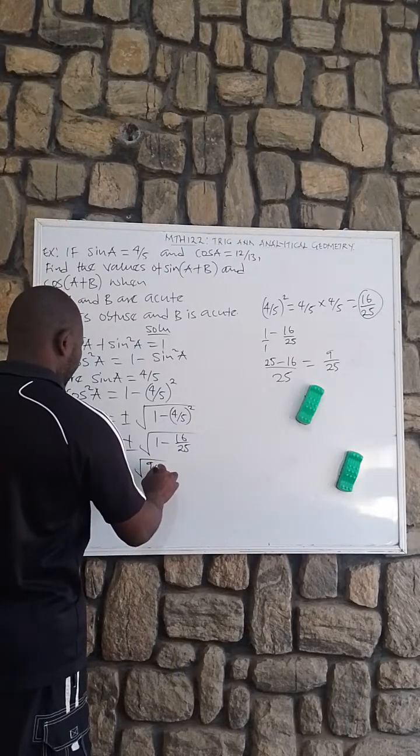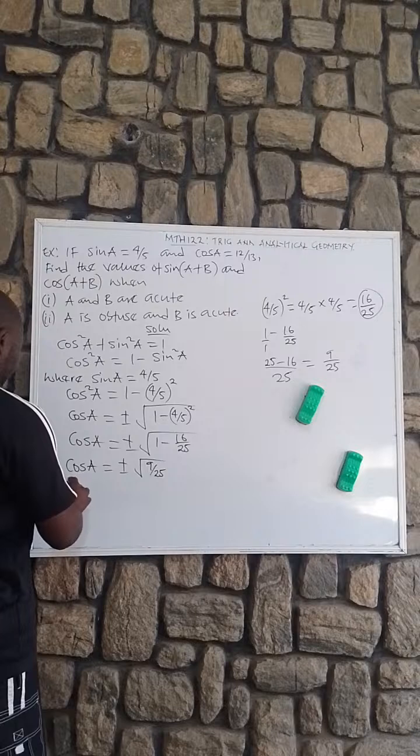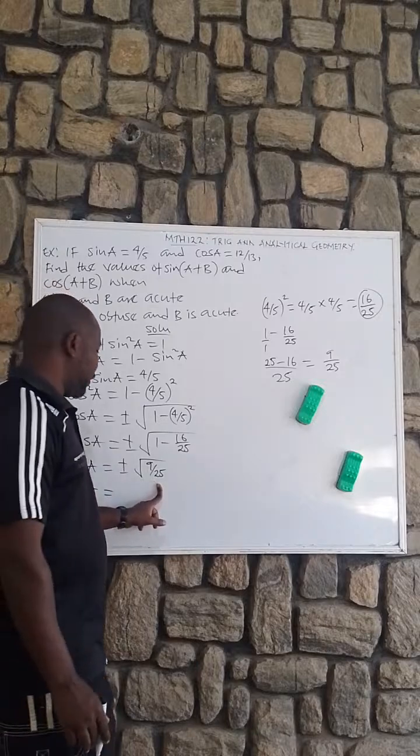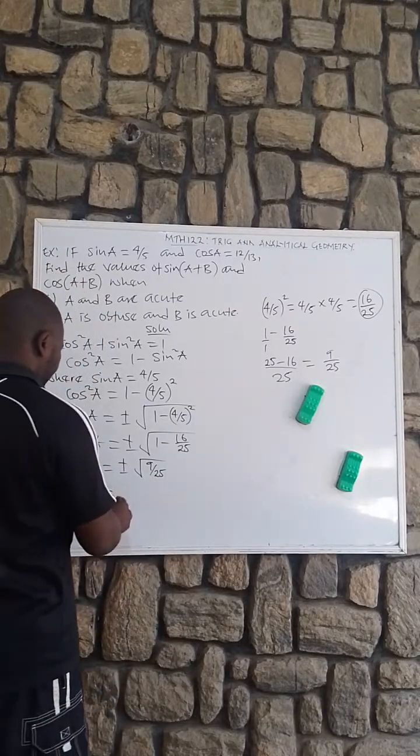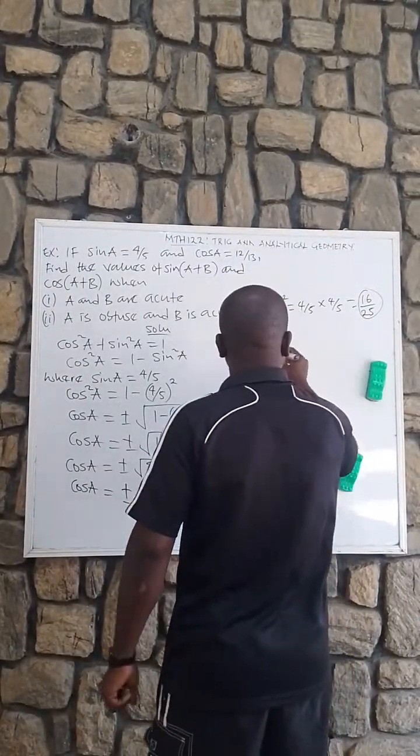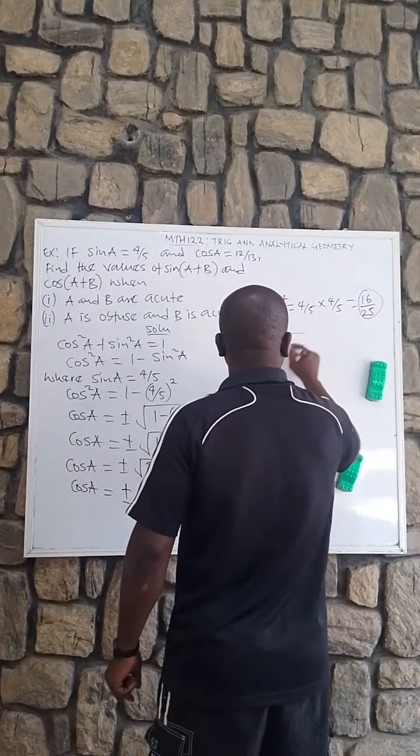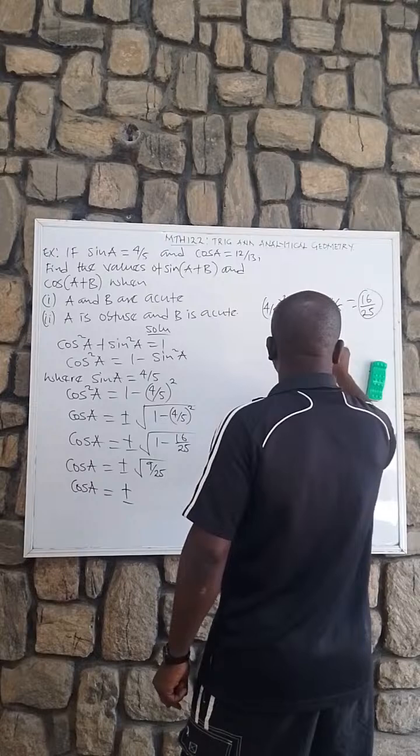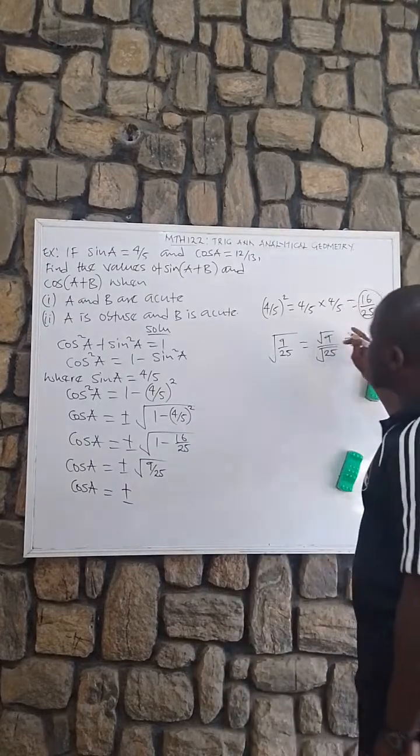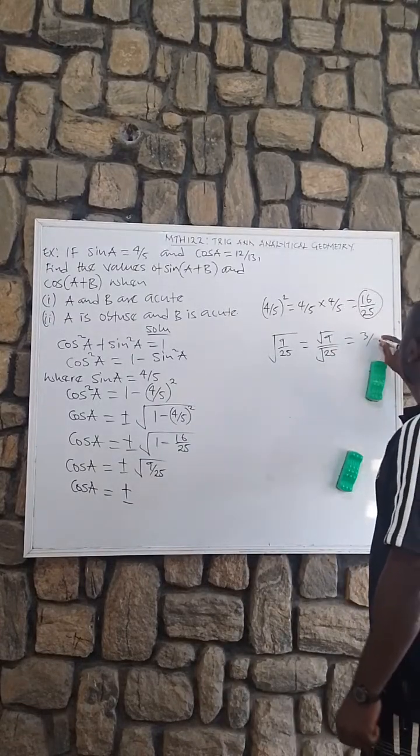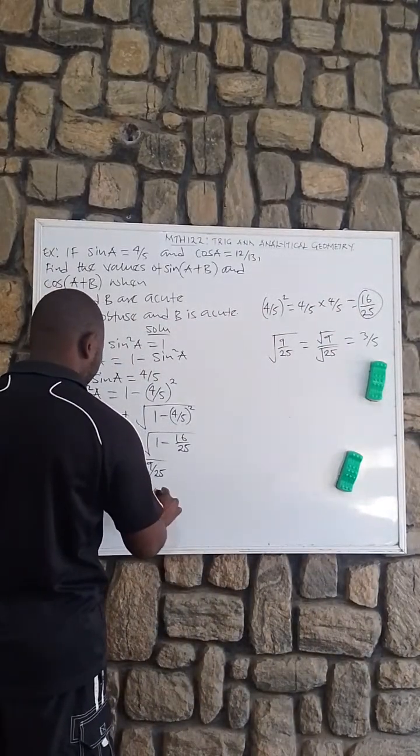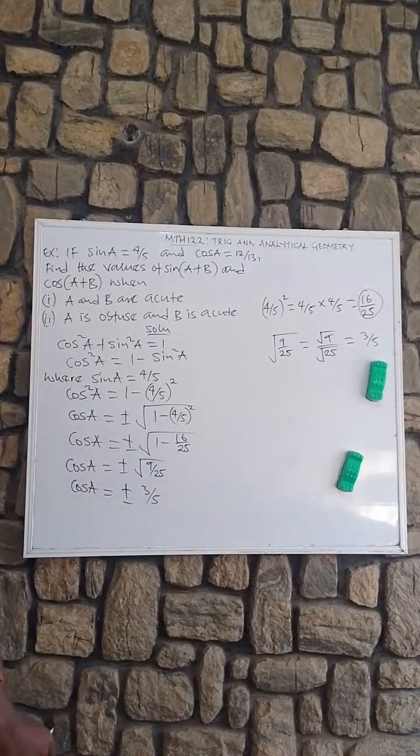9 all over 25, in short, is a perfect square, right? So we have root 9 all over 25. This is the same as root 9 all over root 25. Then root 9 is 3 all over root 25, which is 5, right? So cos A here will now be 3 all over 5, plus or minus.